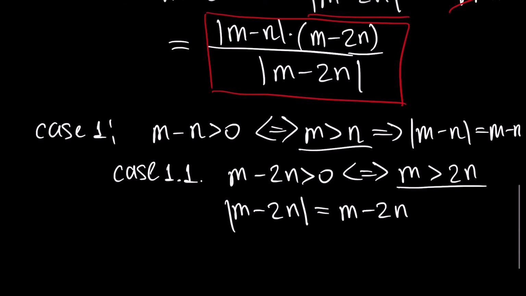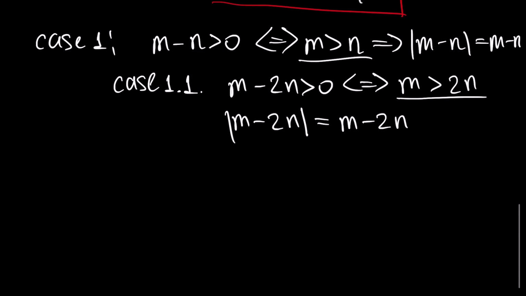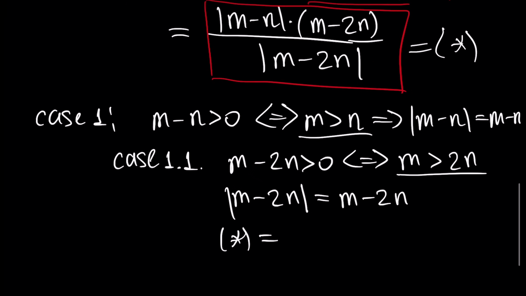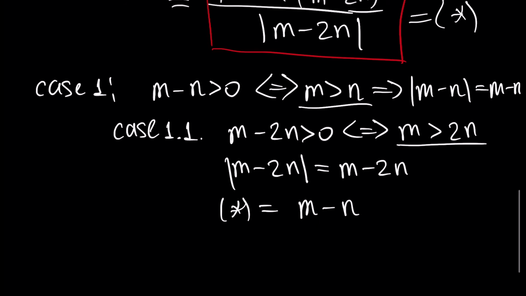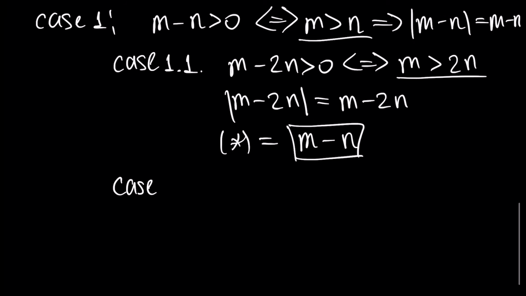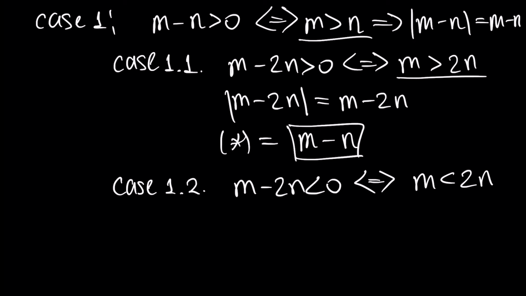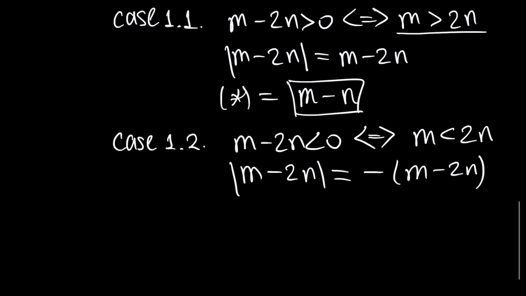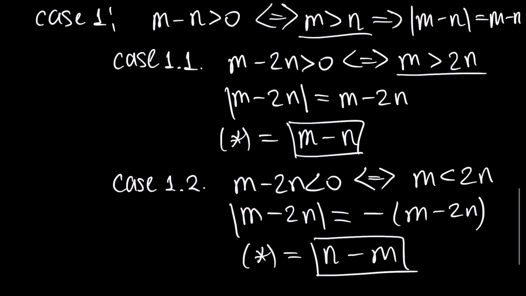And the final answer of our problem, assume this is our problem, since this will be m minus 2n, it will be m minus n. This is the final answer for this case. Second case, case 1.2, in this case, m minus 2n is negative, or m is less than 2n. In this case, the absolute value of m minus 2n is equal to minus (m minus 2n). And the final answer, in this case, will be n minus m. Okay, it was case 1.